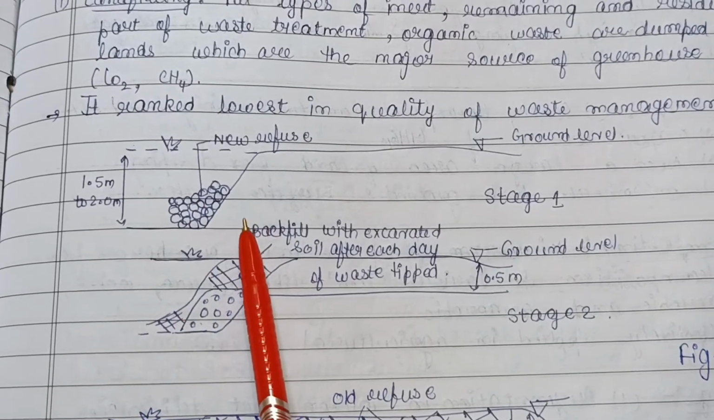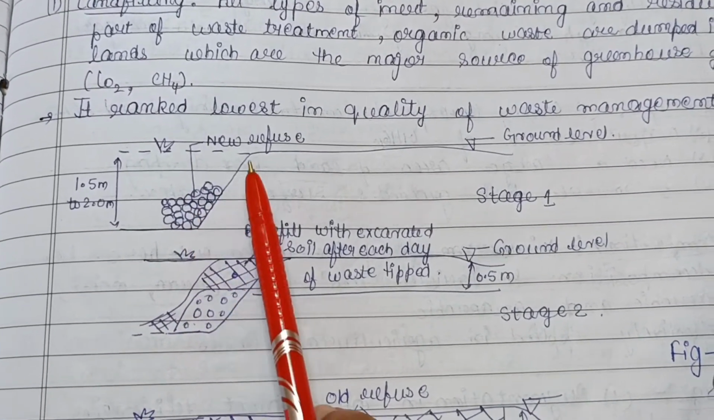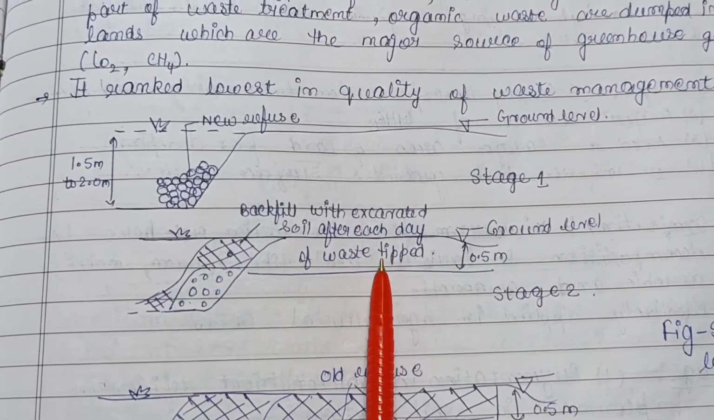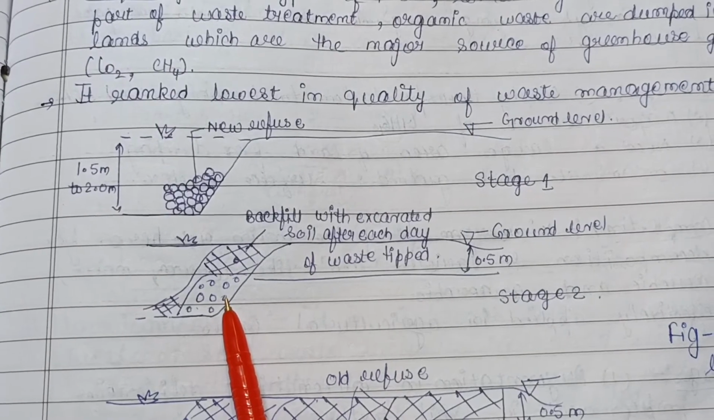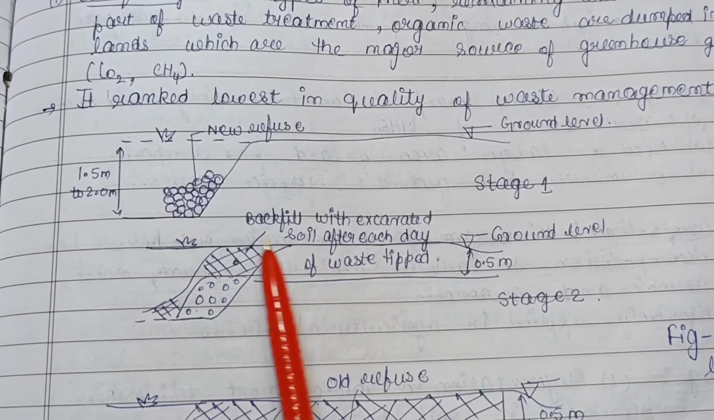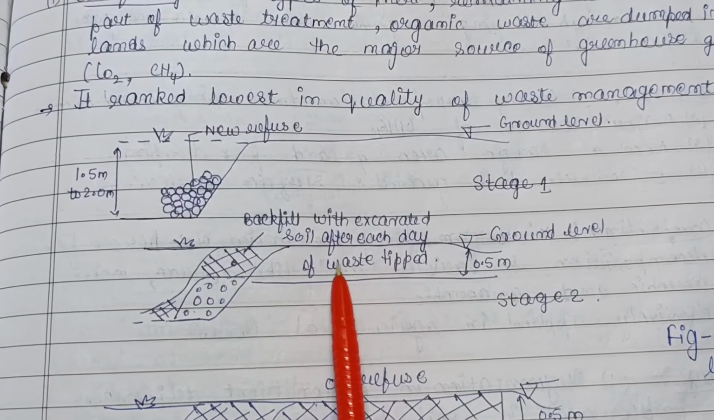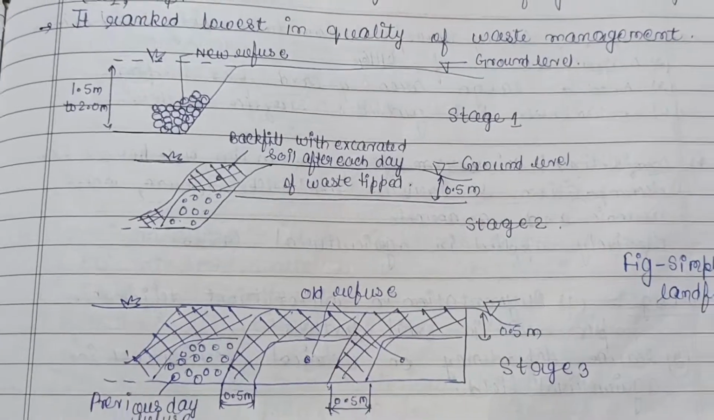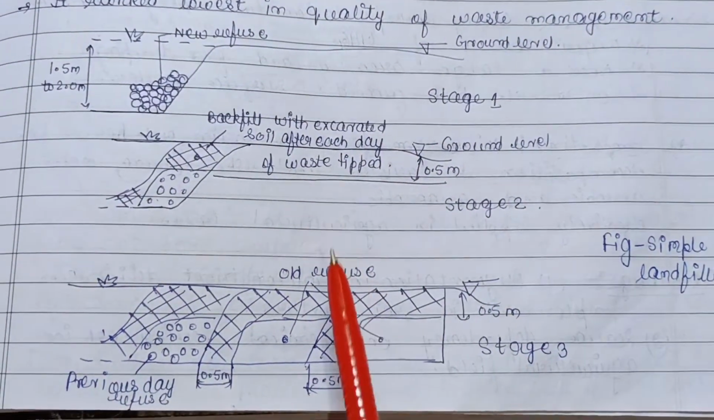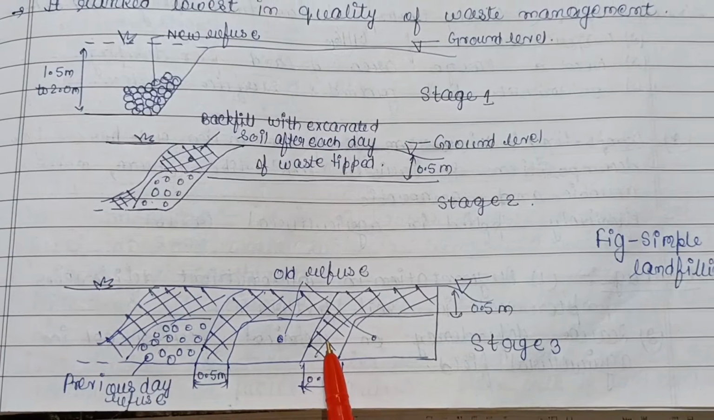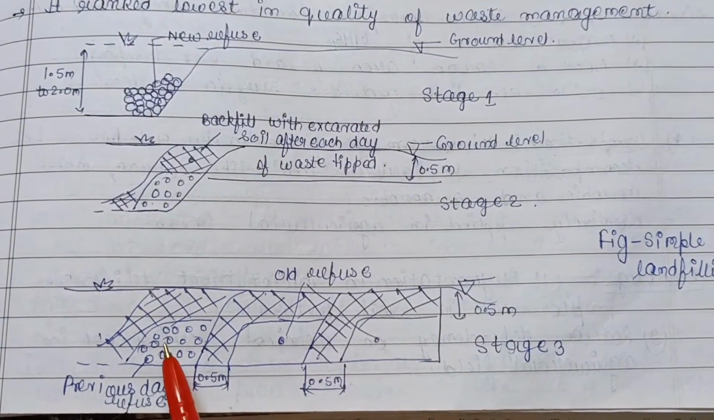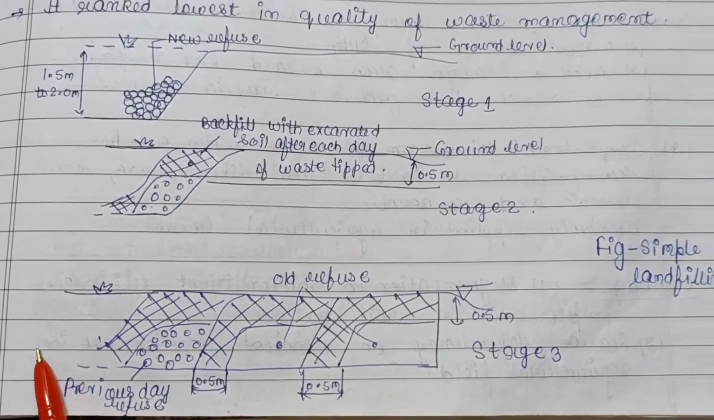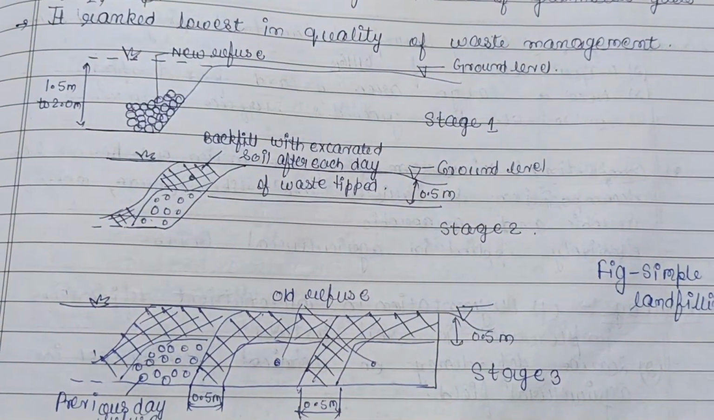So here in this diagram, a new refuse is added, a pit is made. Okay, this is the ground level, then stage 1 and stage 2, that is, this is the earlier refuse, and after that backfill with excavated soil after each day of waste shift, and over that again new waste should be added. So this is stage 2. So stage 3, all refuses are there and above them backfill with the excavated soil, and here the previous day refuse. So this will go on adding like that. So it is a simple landfilling process.